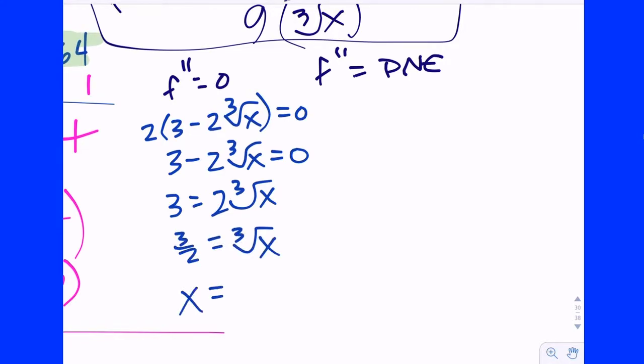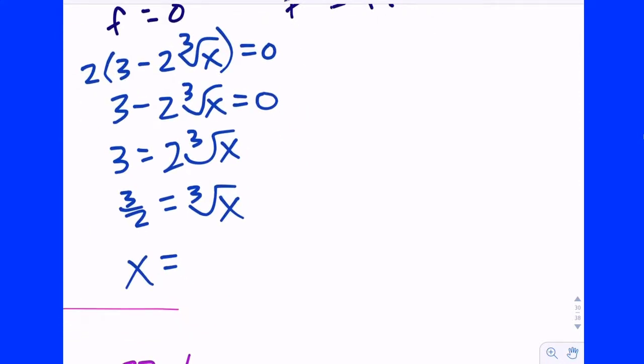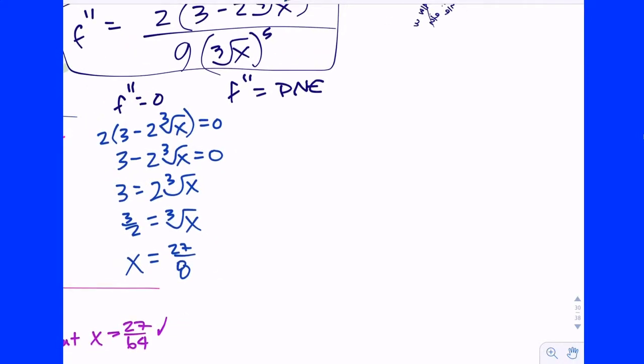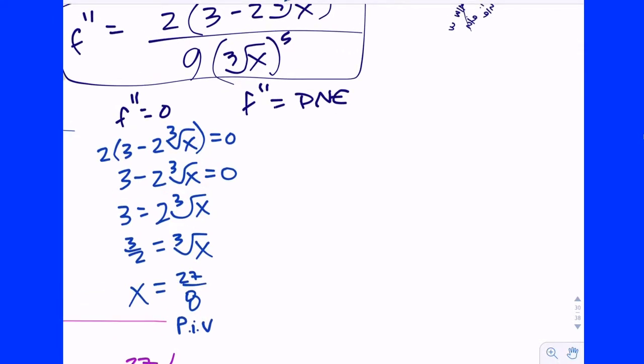And one last time, to solve for x now, do I take the cube root of both sides or cube both sides? I cube both sides. So I get 3 cubed, which is 27, all over 2 cubed, which is 8. So I get 27/8. That is your PIV, your possible inflection value. Now, where's the second derivative equal to 0 or undefined? It's when the denominator is equal to 0, which is also going to be when x is 0. There's your other PIV.